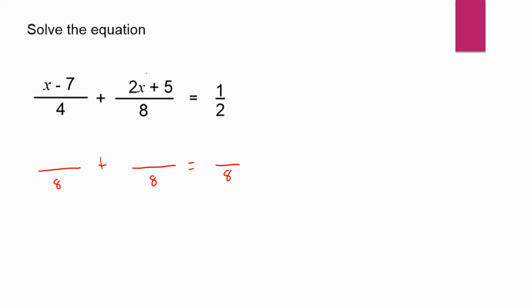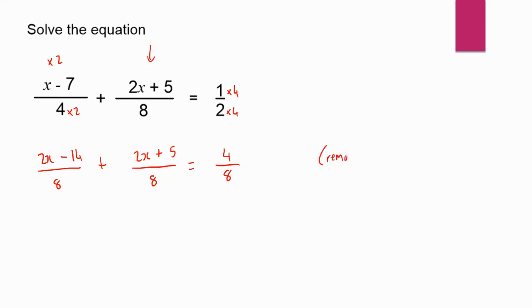So have a look at the middle fraction here. We don't need to change this fraction because the fraction is already over 8, so we can keep 2x plus 5 over 8. On the right-hand fraction here, we need to times it by 4 because 2 times 4 makes 8. So we now need to do 1 times 4, which gives us 4. And on the first fraction here, we need to times it by 2 because 4 times 2 is 8. So we times the terms on the top by 2. So x times 2 is 2x, and 7 times 2 is 14. So it gives us 2x, take away 14, add 2x plus 5 equals 4.